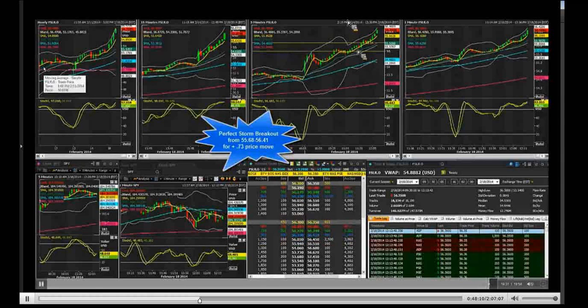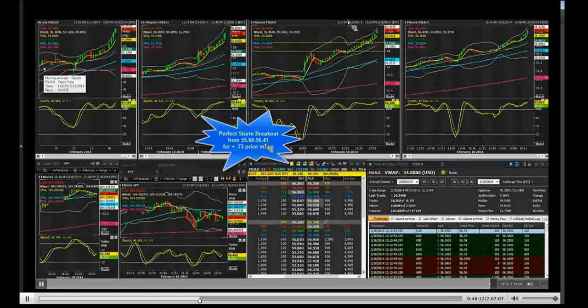Now I'm not saying this is something where you would take the whole price move. Okay, if you're a scalper, all right, you can take heavier size and scale out into that move.